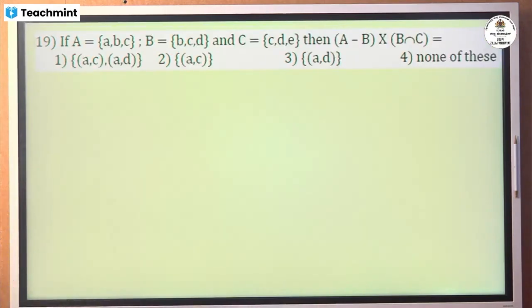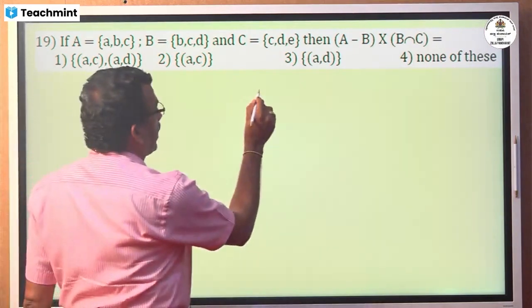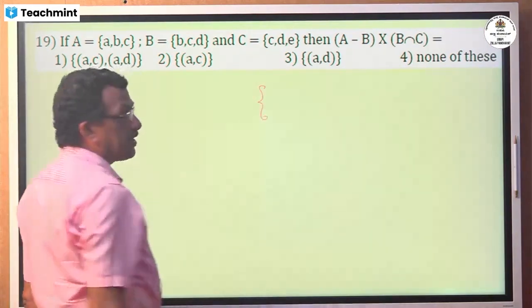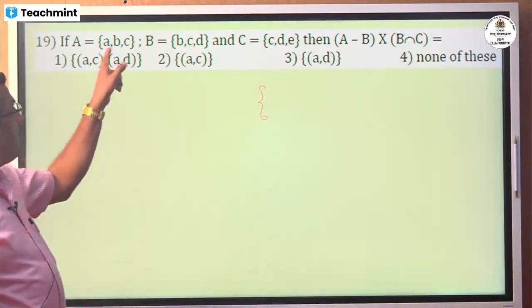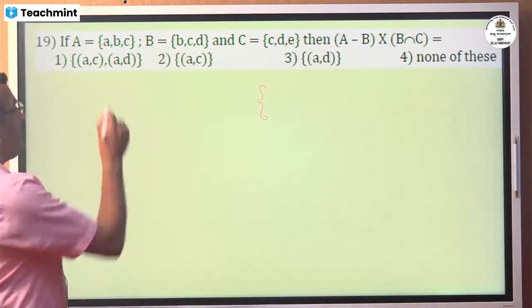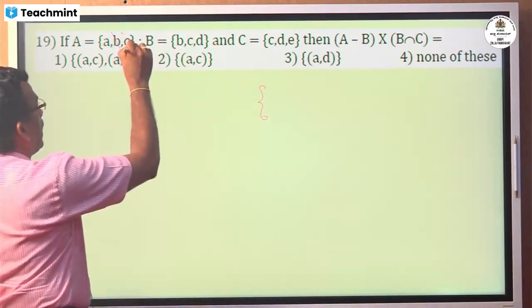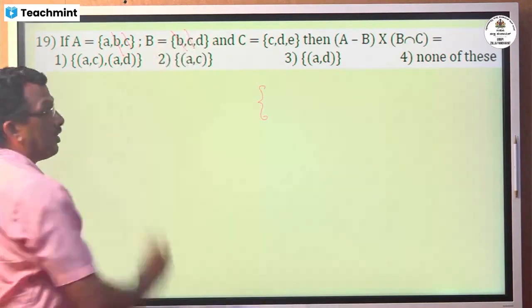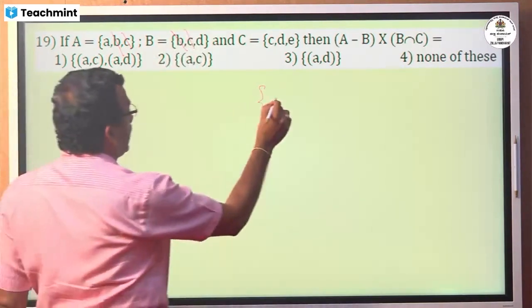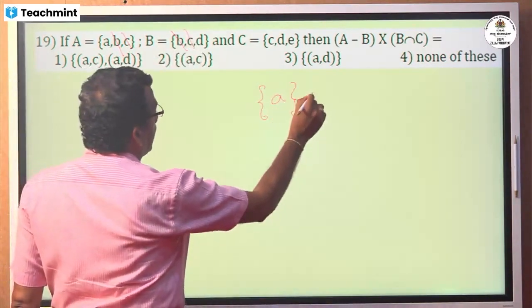A is given, B is given, C is given. Then A minus B cross B intersection C is. First you have to write what is A minus B. What is A minus B? Elements of A which are not there in the B. A ಅಲ್ಲಿ ಇರಬೇಕು, B ಅಲ್ಲಿ ಇರಬಾರ್ದು. ಎರಡರಲ್ಲಿ ಇರುವಂತದ್ದು B and C. ಅದನ್ನ ತೆಗೆದ್ರೆ A minus B is A.